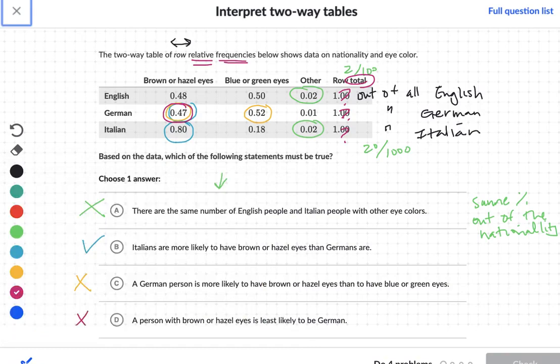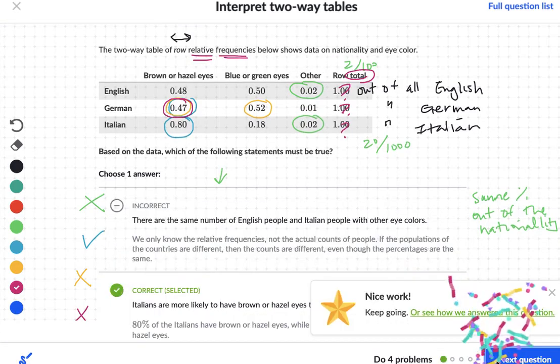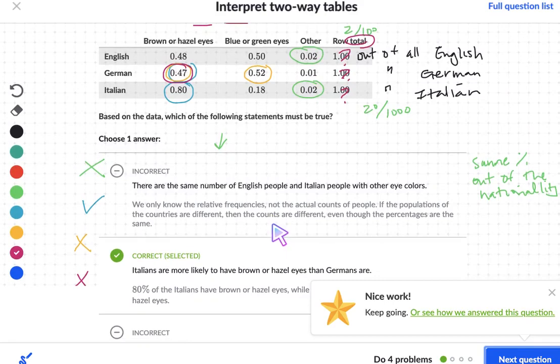So whenever you talk about the likelihood of somebody being a certain type of person, when we don't know how much the total is, that's a very tricky claim to make. But we can say that Italians are more likely to have brown or hazel eyes than Germans are, based on this data. Everything else is based on numbers as opposed to percents.